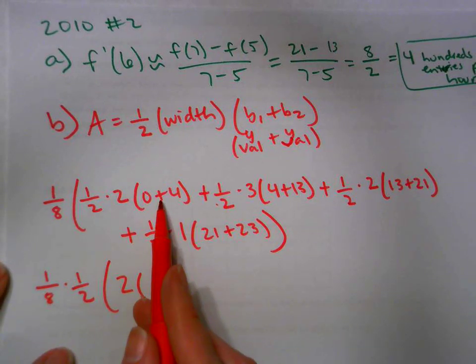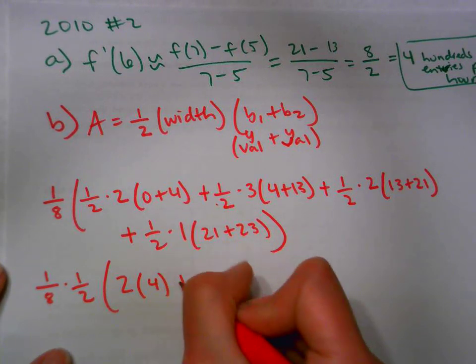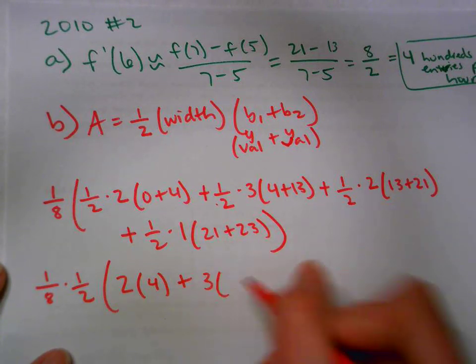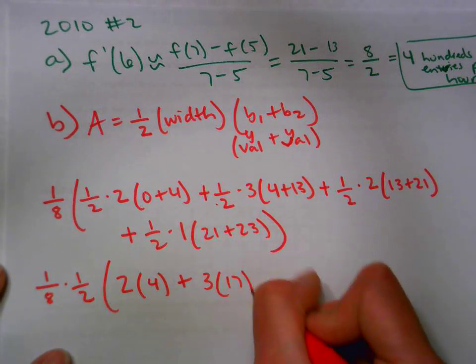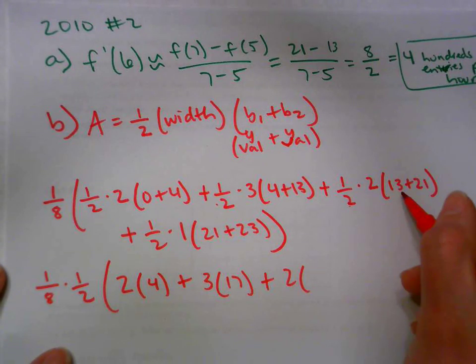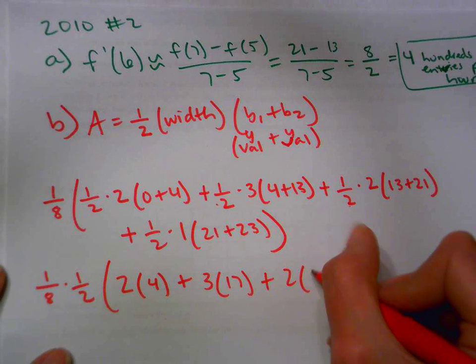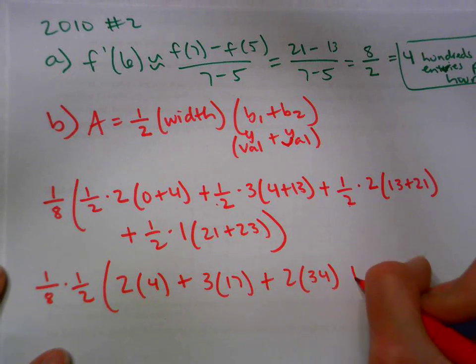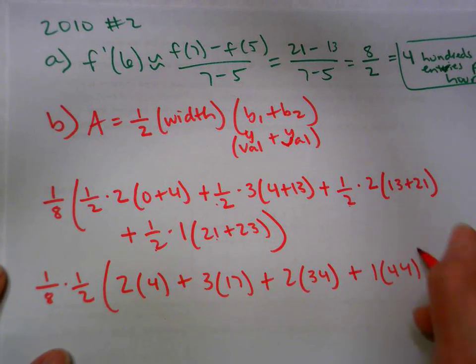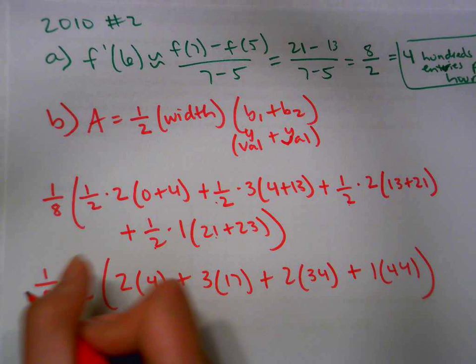And I'm going to go ahead and add my bases. 0 plus 4 is 4. I pulled out every single 1/2. And then I have 3 times 4 plus 13 is 17. Plus, I already pulled out this 1/2, so 2 times 13 plus 21, which is 34. Plus, I pulled out this 1/2, so it's 1 times 21 plus 23, which would be 44. That's a little easier.